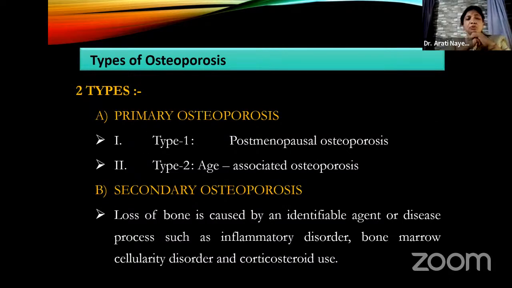There are two types of osteoporosis. One is primary, another is secondary osteoporosis. Primary again has two types: type 1 and type 2. Type 1 occurs in postmenopausal women, and type 2 is associated with aging. Secondary osteoporosis is loss of bone caused by an identifiable agent or disease, such as inflammatory disorder, bone marrow cellularity disorder, and corticosteroid use.